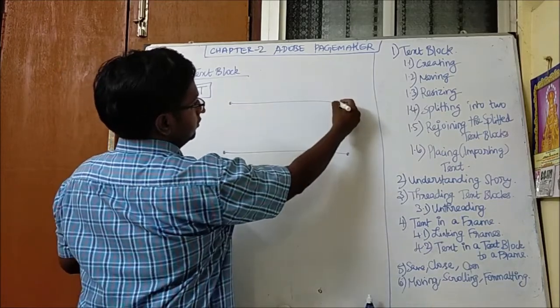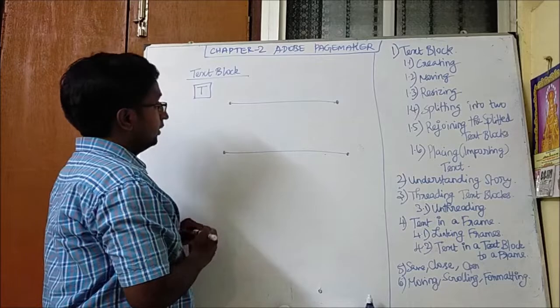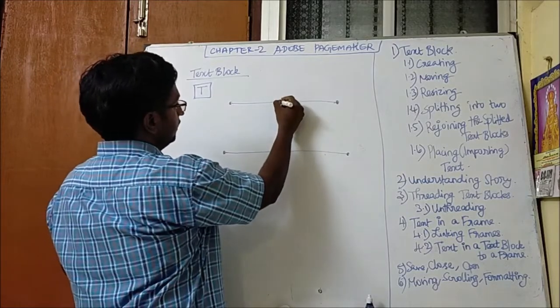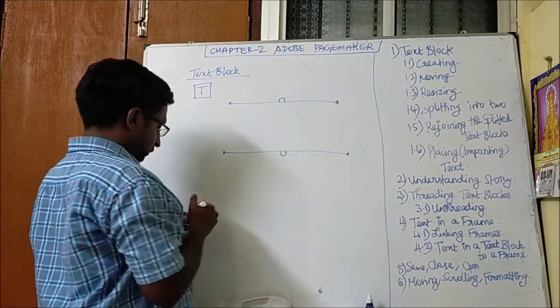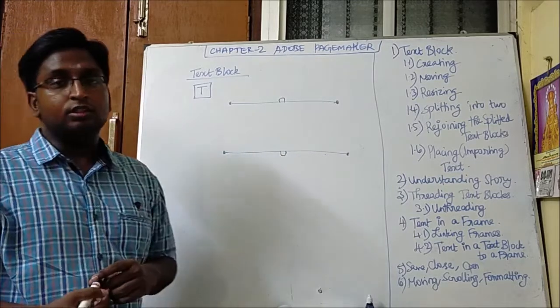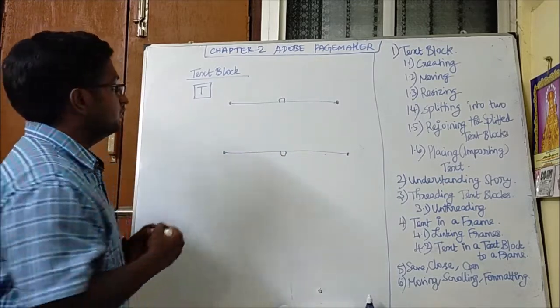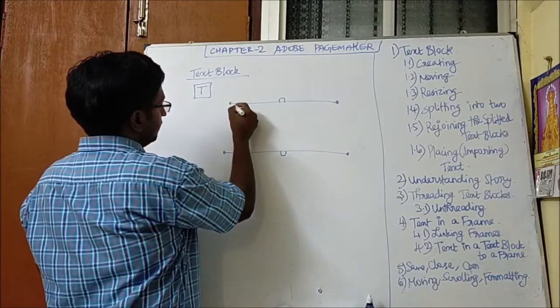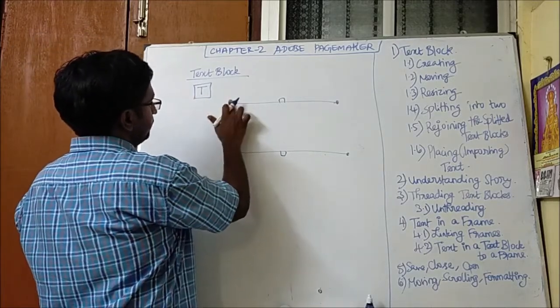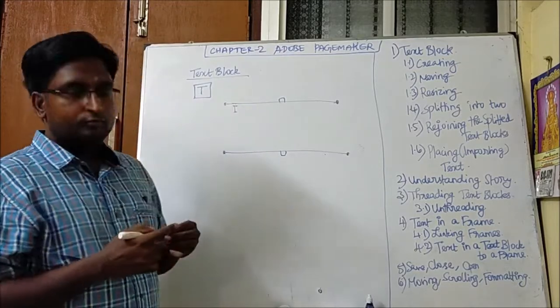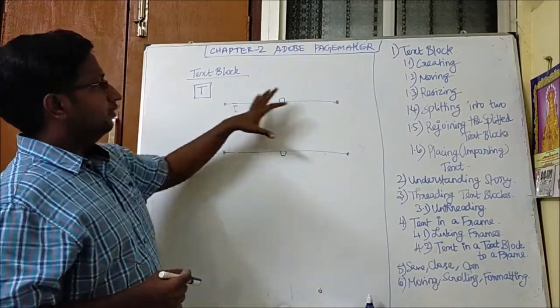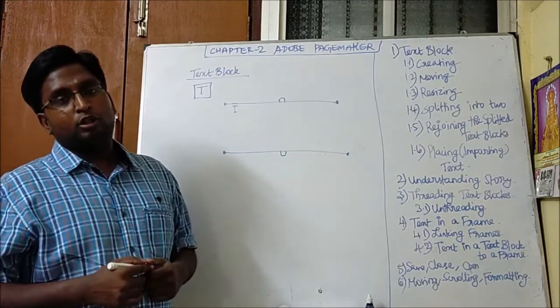You will be having the resizing button, and you will be having a small cap shape both at the top and bottom of the text block. In this, the cursor, the insertion pointer, will be waiting. So this is how we create the text block.